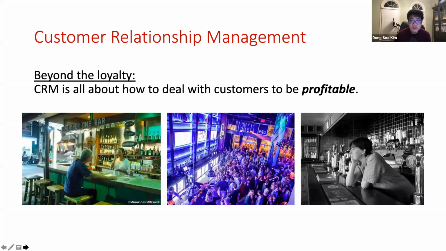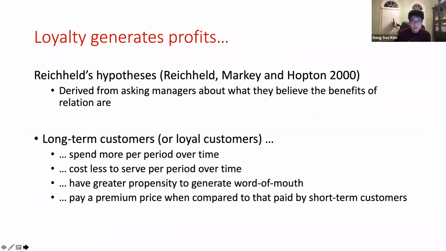In the previous lecture, you learned that CRM is not only about enhancing customer loyalty, but also about profitability. CRM is a process to identify who is going to be a profitable customer and to find a way to interact with the profitable customer. Of course, loyalty is a key factor that generates profit.